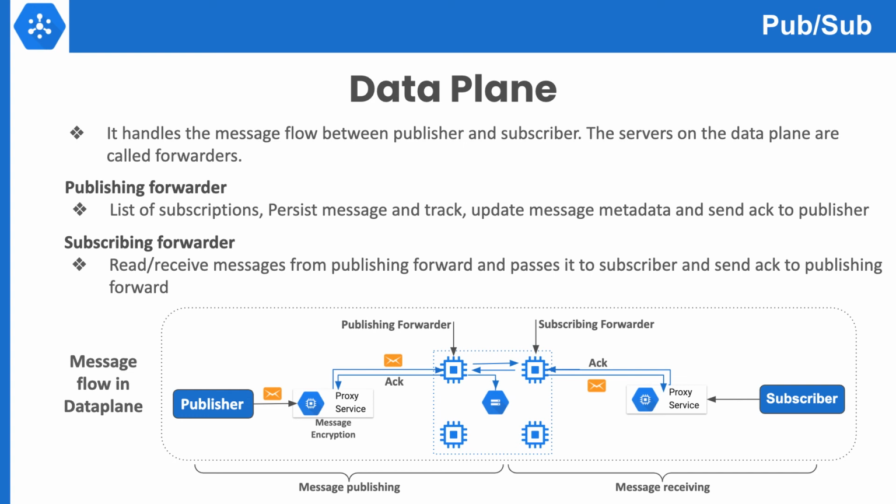This was a single message flow. The message flow process becomes more complex when throughput increases. I mean, publisher and subscribers will connect with multiple forwarders and it will look like many-to-many mapping. This was the internal architecture of PubSub. Next, we will talk about different ways of receiving messages in PubSub.